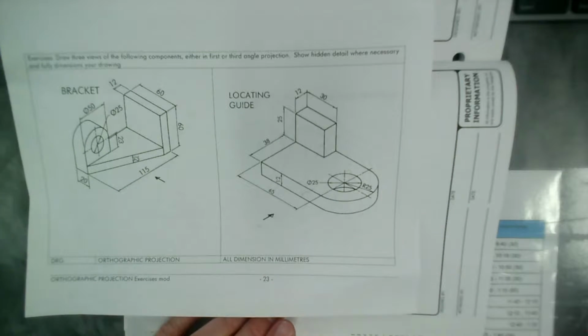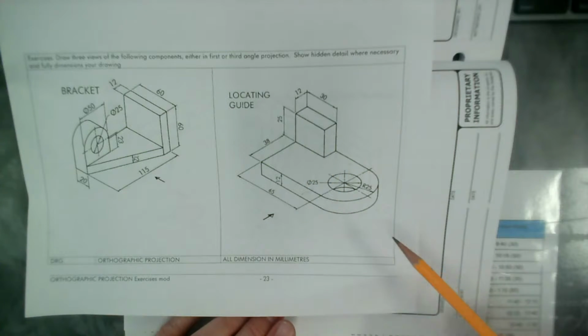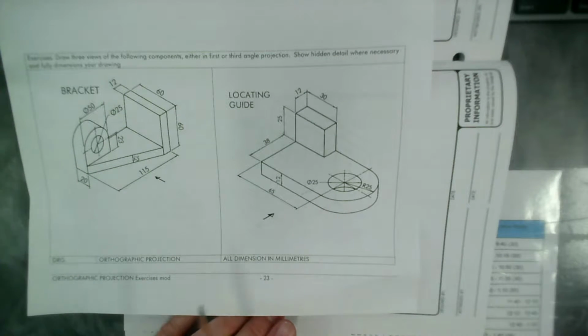All right. So on this locating guide, we are using the front, the top, and the right side. Can we mute that, please, guys? Thanks. All right. So, and that because that's what's viewable, and that's what we're going to see.